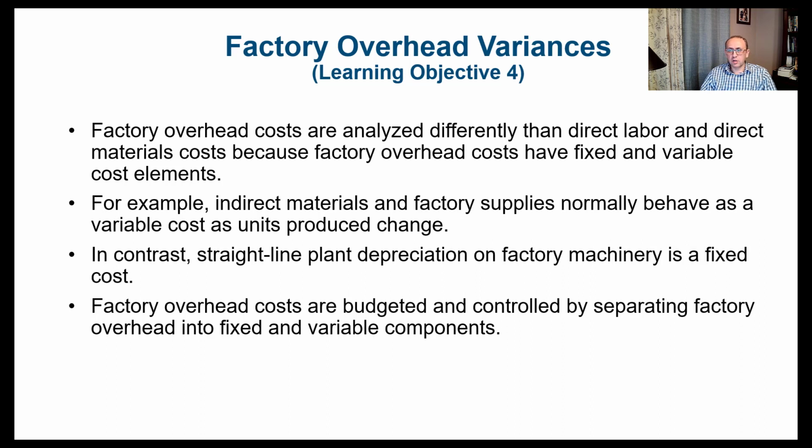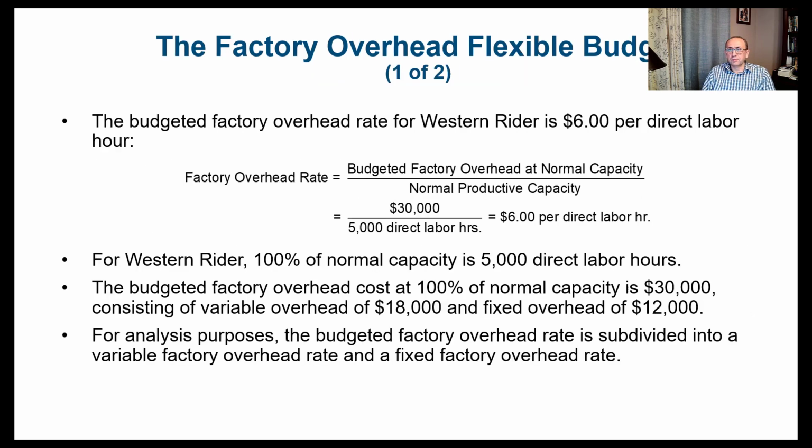So factory overhead costs are budgeted and controlled by separating factory overhead into fixed and variable components. So if we start with the factory overhead flexible budget, to calculate the factory overhead rate, we have to get the budgeted factory overhead at normal capacity, and we divide that by the normal productive capacity or normal production capacity.